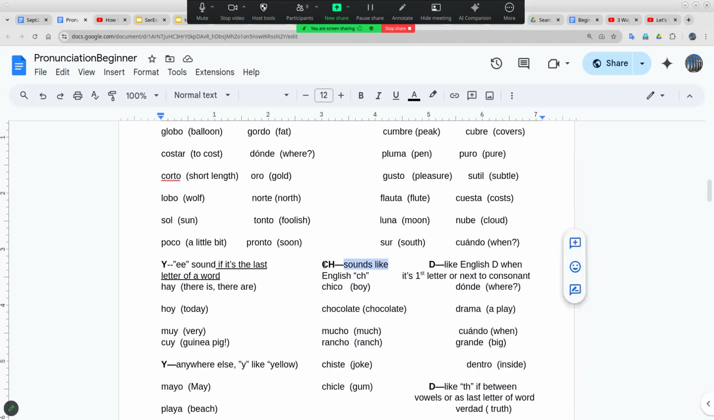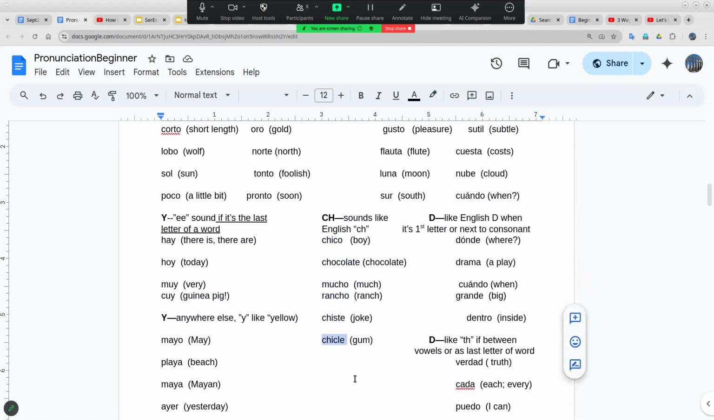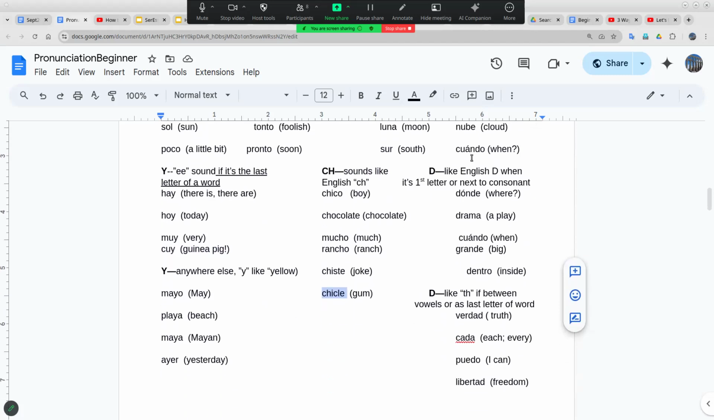Okay. The CH used to be a separate letter of the alphabet because the H by itself makes no sound. But when it's in the CH combination, and only then, it sounds like ch in English. You don't need to practice that, or maybe you want to on your own, but these are easy. Chico, like you expect. Chocolate, mucho, rancho, chiste, chicle. Bien.